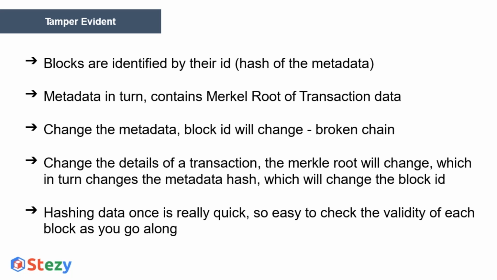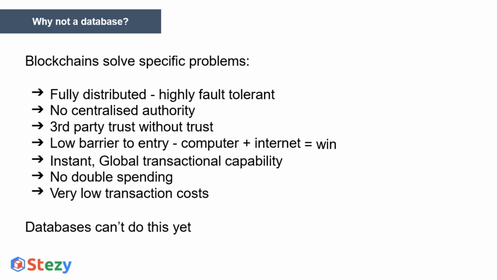It's tamper evident. Blocks are identified by their IDs. Metadata in turn contains the Merkle root, and it changes the metadata. And as I showed in the previous screen, you will have hashes which get put on the blockchain. So blockchain solves specific problems only.